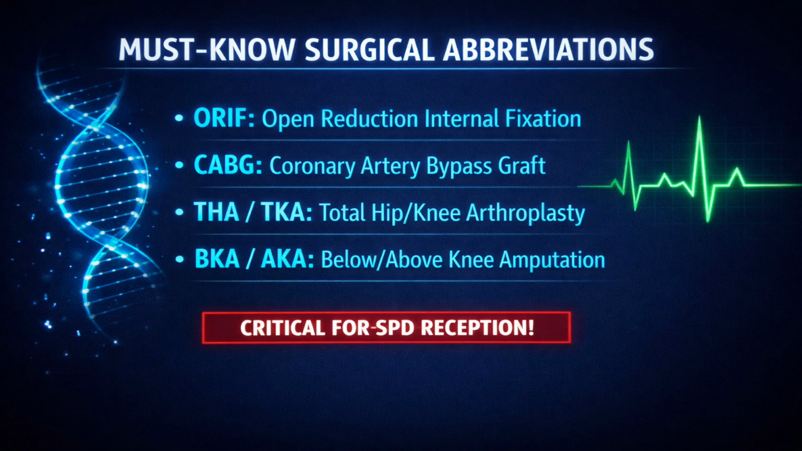ORIF stands for Open Reduction Internal Fixation. CABG is coronary artery bypass graft. THA and TKA mean total hip or knee arthroplasty. And BKA or AKA stand for below or above knee amputation.